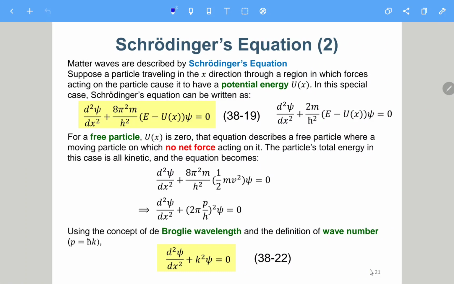And here it mentions the Schrödinger equation. Actually, matter waves are described by the Schrödinger equation. Suppose a particle is traveling in the x direction through a region in which a force acting on the particle causes it to have a potential energy U(x). So of course the field can have a potential energy, or potential field, to make things move in some specific way. So in this specific case, the Schrödinger equation can be written as this one.